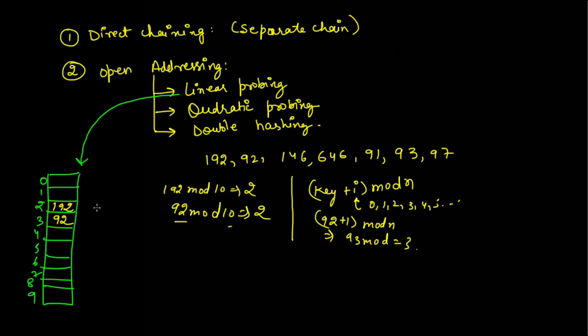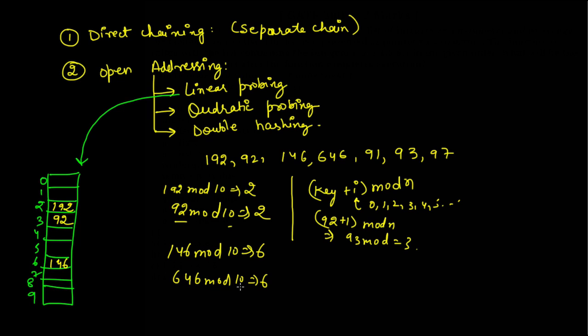As you can see, whenever I get a collision, I just increase the value of i. That's it, right? And the value I am increasing is by 1 only, that is 0, 1, 2, 3, 4, 5, 6 and so on. So the next number is 146. If we do 146 mod 10, we get the value 6. So this 146 will be stored at location 6, right? The next number is 646. If we do 646 mod 10, we get the value 6. That means this 646 should be stored at location 6.